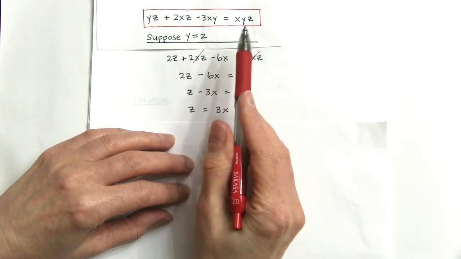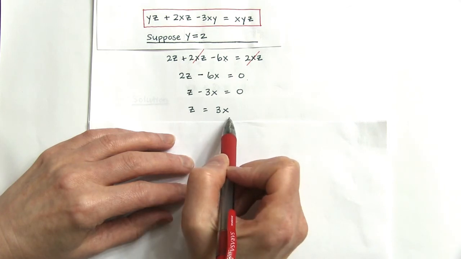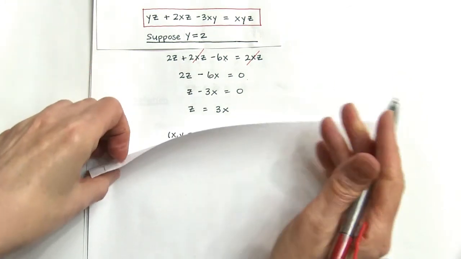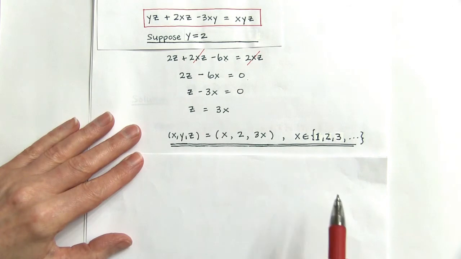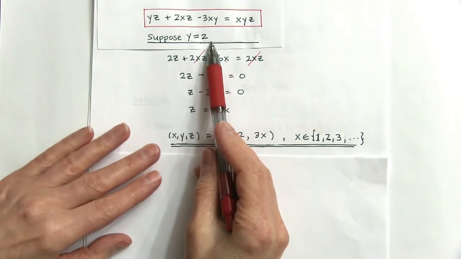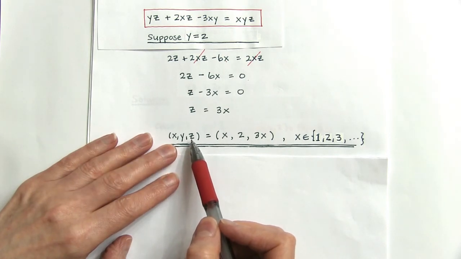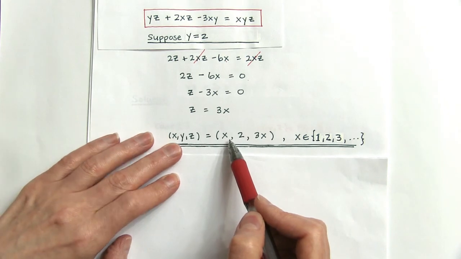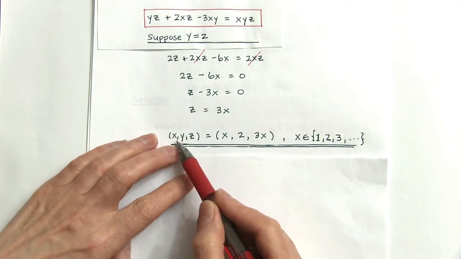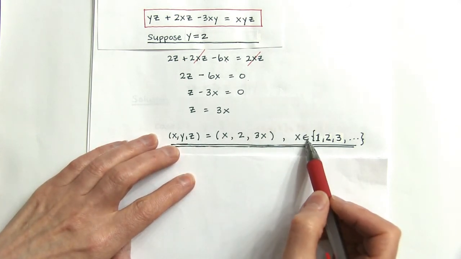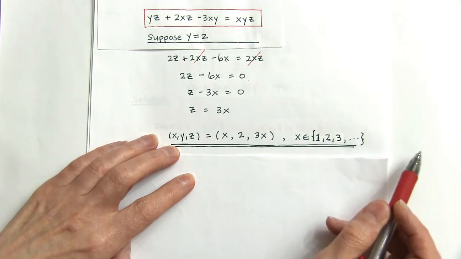If y is 2, it follows that z must equal 3 times x, whatever x is. And so in the case when y is 2, we have found a solution. X, y, z must be whatever x is, and y is 2, and z must be 3 times whatever x is. And x is a positive integer, so x would be an element of this set of positive integers 1, 2, 3, 4, 5, and so on.